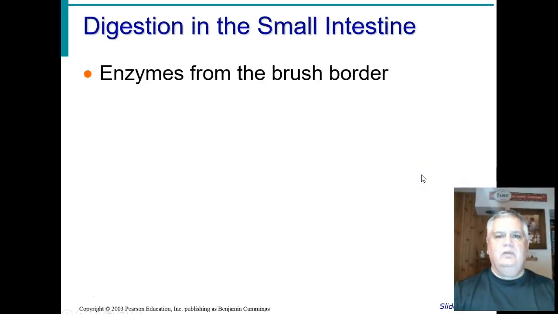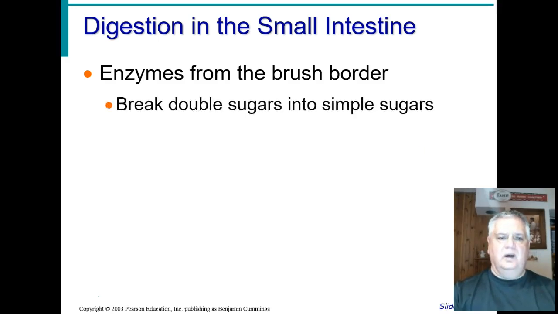Okay, so now once the food in this liquefied form called chyme is delivered to the small intestine, further chemical digestion and mechanical digestion can occur. Where do these enzymes come from that help with the chemical digestion of food? Some of the enzymes come from intestinal cells, which are located in the brush border of the small intestine, in the mucosa of the small intestine. These enzymes primarily break double sugars down into simple sugars, like maltose, which was digested by amylase in the mouth with saliva.